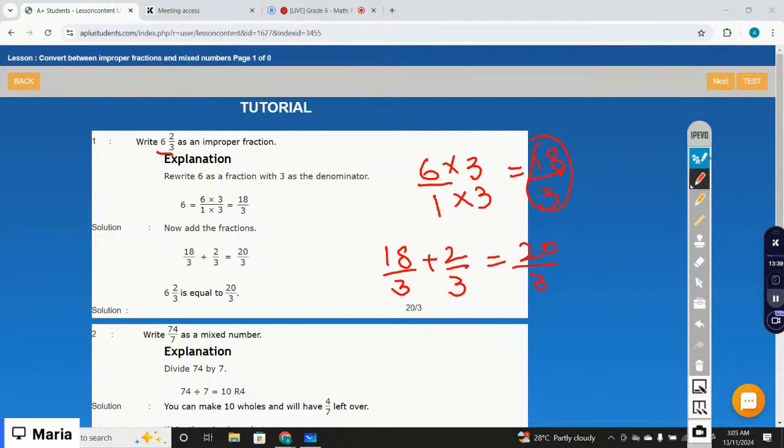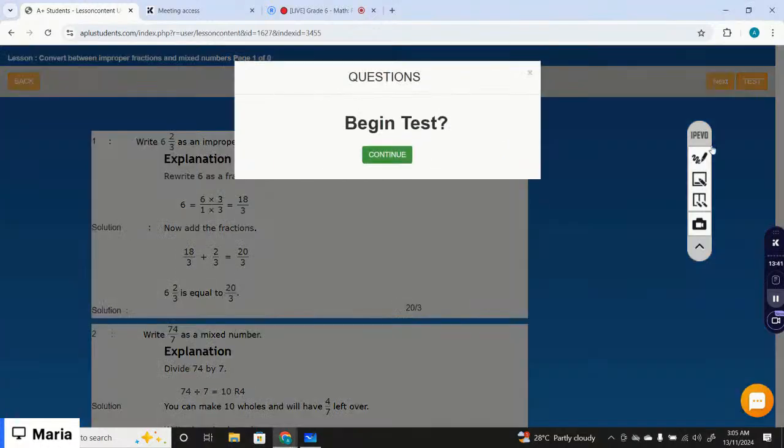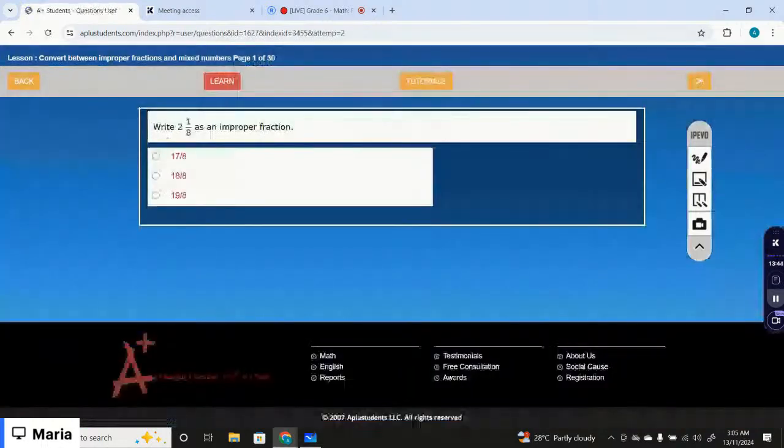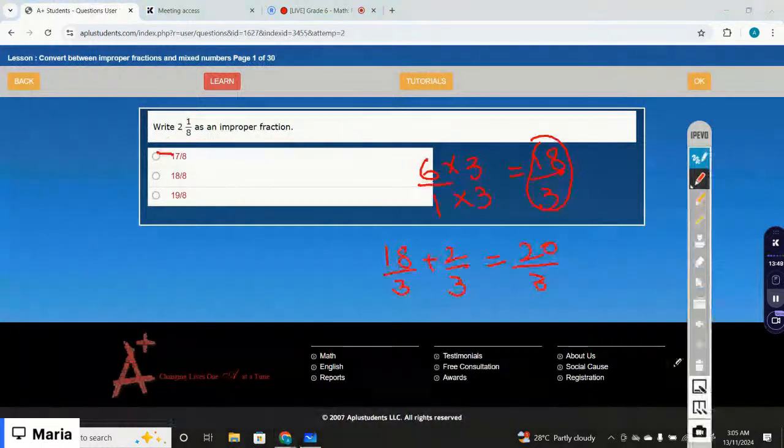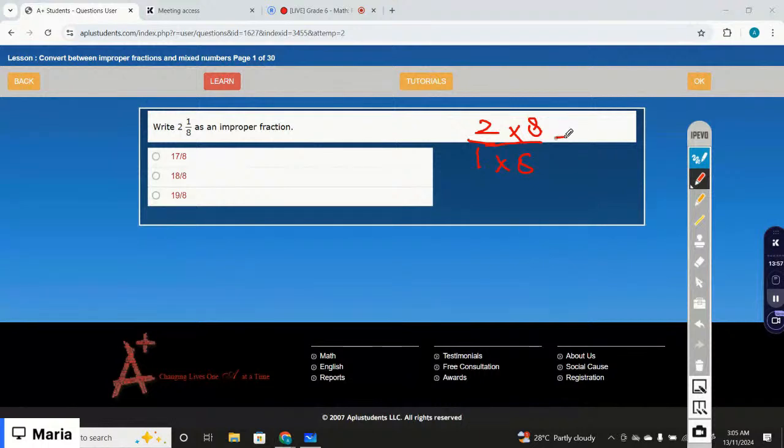Let's just start with the test questions. Let's see how do we write as improper fraction, right? So 2 whole 1 over 8. The whole part is 2, right? You can write it as 2 by 1. Multiply this fraction by the denominator, that is 8. 8 times 2 is 16 and 8 times 1 is 8. Now add this 16 by 8 to the fractional part, that is 1 over 8. So 16 plus 1 over 8 is 17 over 8. The correct option is 17 over 8. Option number 1 is the correct option.